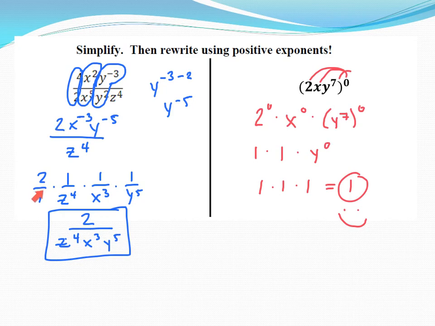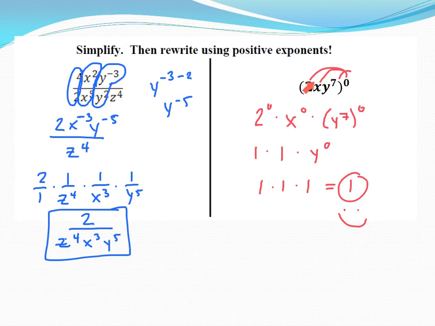So I wrote 2 as 2 over 1. Z to the fourth, I wrote 1 over z to the fourth. X to the negative third, I rewrote as a positive exponent, put it in the denominator. Same thing there with the y to the negative fifth. Okay, then I just multiplied across. 2 times 1 times 1 times 1 is 2. And then for the z's, x's, and y's, I wrote them all multiplied together. I can't simplify those because they're not the same base. Okay, so that one's that.